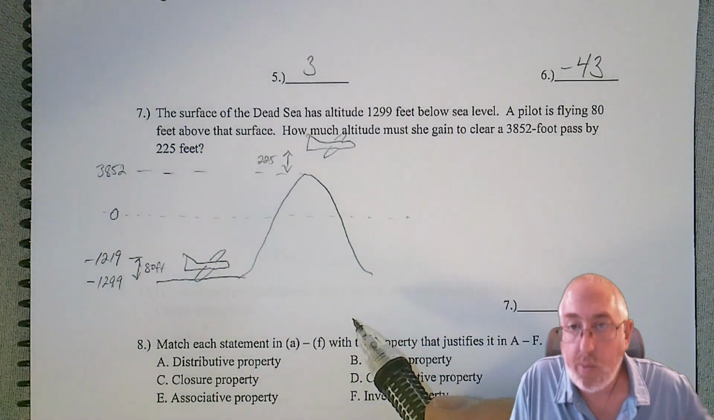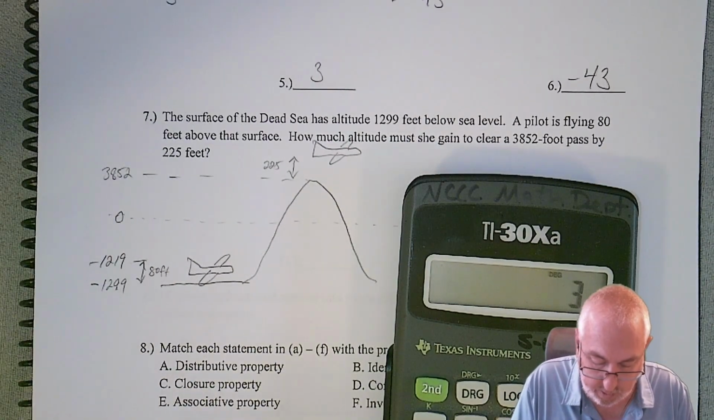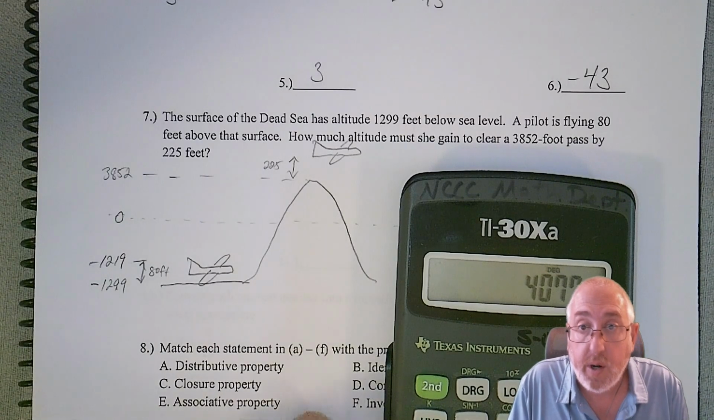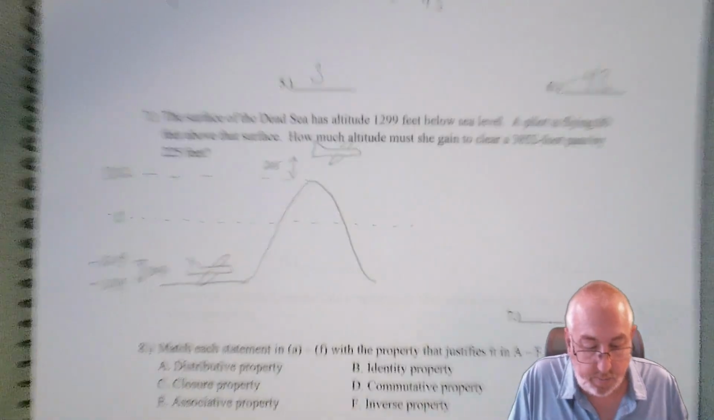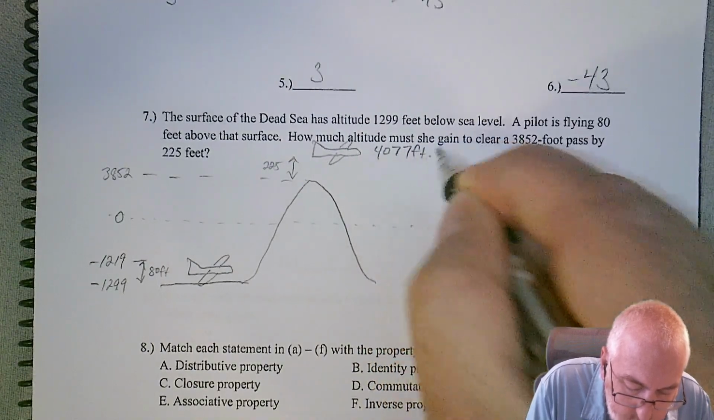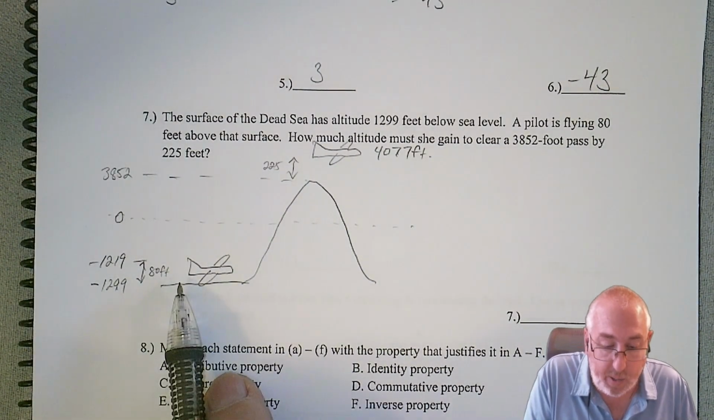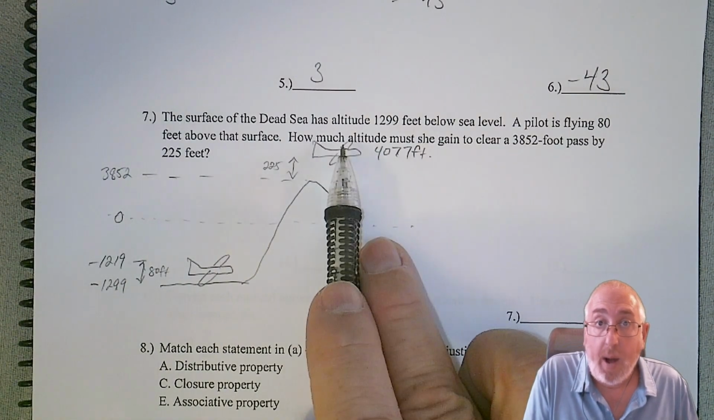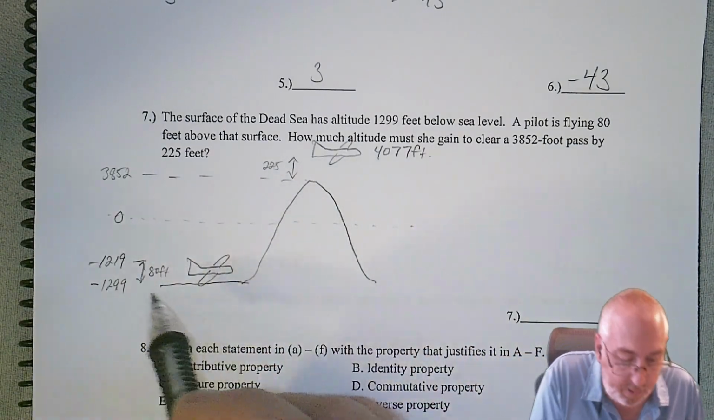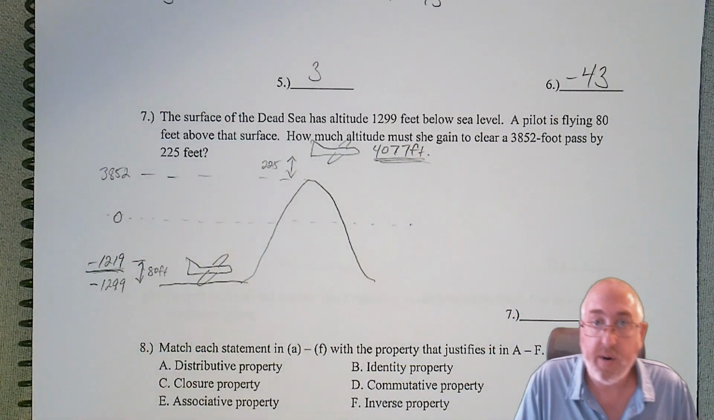Well, just because I want to be safe, let's get our handy dandy calculator out here. So 3852 plus the 225, 4077. So that's where the plane needs to get to. Okay, so we have a sense of where the plane's at and where the plane needs to get to. So how much altitude must she gain to get to that height? If this is where they're at right now, and this is where they want to be, how far of a gap is that?